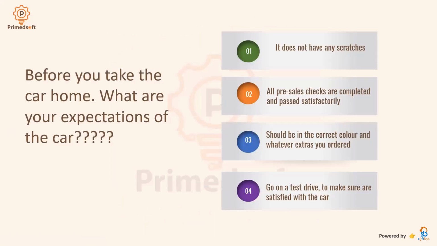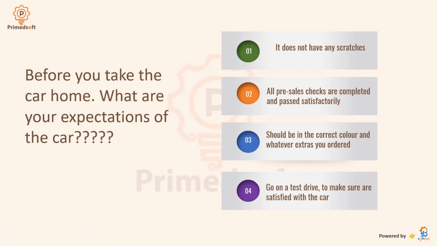You are both correct. So the other things you might also want to have a look at is the body. You want to ensure that it does not have any scratches, so you go around, because you don't want to go with a car that has scratches. You also want to check that all the pre-sales checks are complete and passed at the factory. You want to ensure that it has MOT and all those things. It should be in the correct color. Let's say you are going for a black car, you want to check and ensure that the color of the car is black, basically.